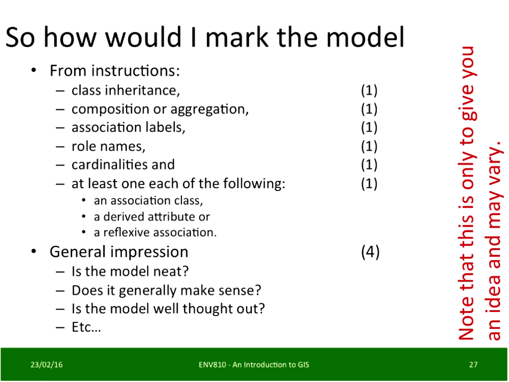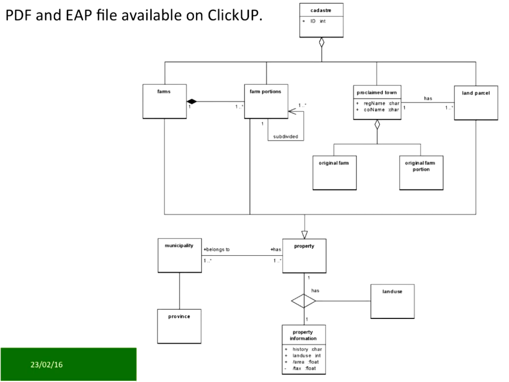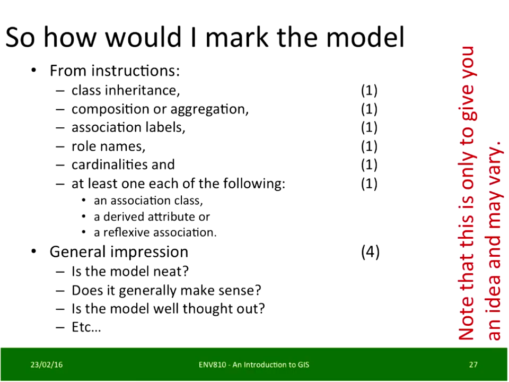So if we look at class inheritance, if I wanted to mark this now, I would go back to your model. I would see, okay, class inheritance. This is the property, farms, farm portions, and land parcels, the specific part. I would see, okay, it makes sense because it is a type and subtype situation. So you would get your mark for that. Then composition, aggregation, same thing.